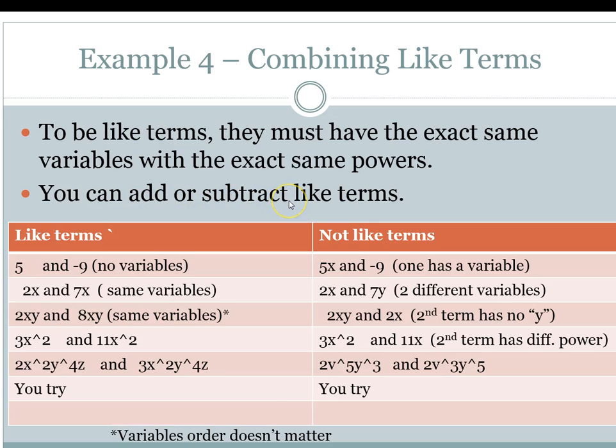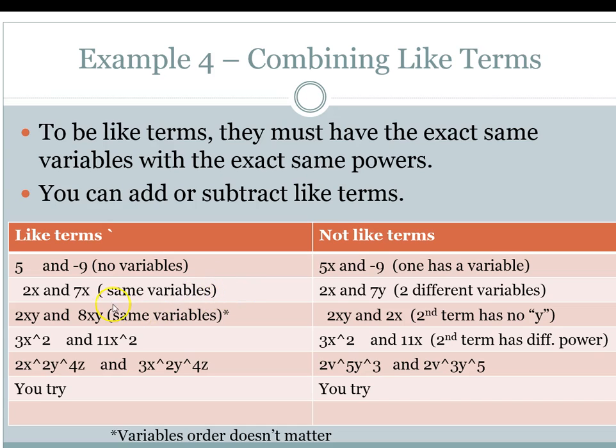So here's a table that lists some like terms pairs and some not like term pairs. And so we can go through them real quick. 5 and -9, those are technically like terms, even though they're pretty obvious. If there's no variables, you can always combine them. You could add 5 plus -9, you could go 5 minus -9. Those create one single term. Not like terms. This one has a variable, this one doesn't. So since one has a variable, one doesn't, you couldn't combine those.